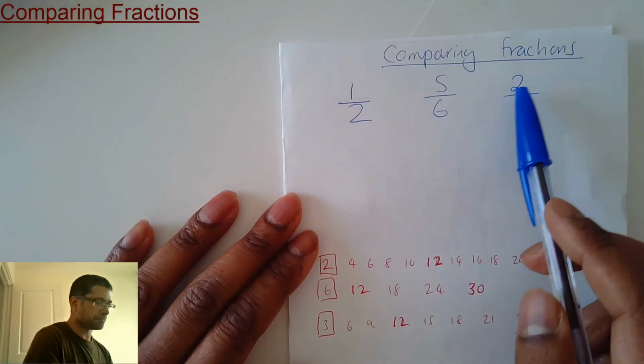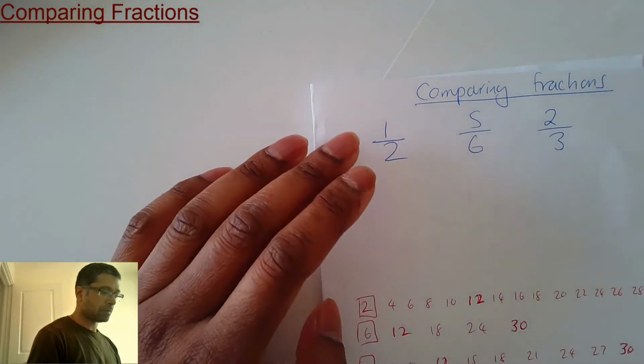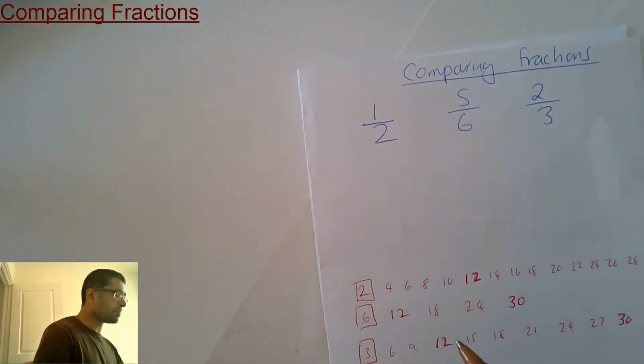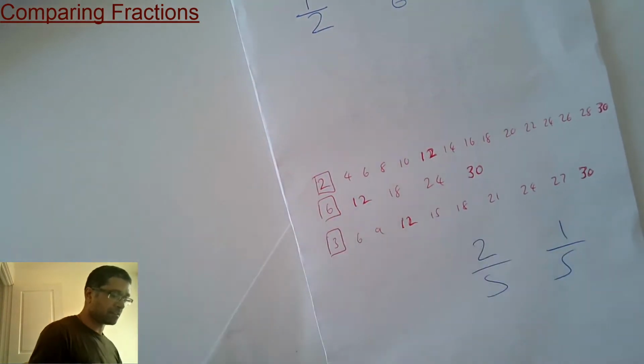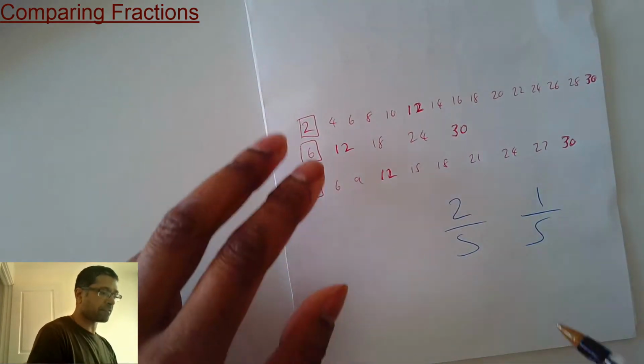Comparing fractions. I want to make these smallest to biggest. The only problem is the denominators are different, so it's hard to compare. I mean, it's easy to compare numbers like this. Let's say you had 2/5 and 1/5. Same denominator, clearly 2/5 is bigger than 1/5, but this is not the case.